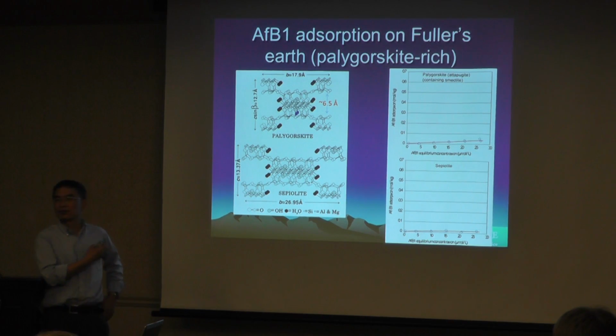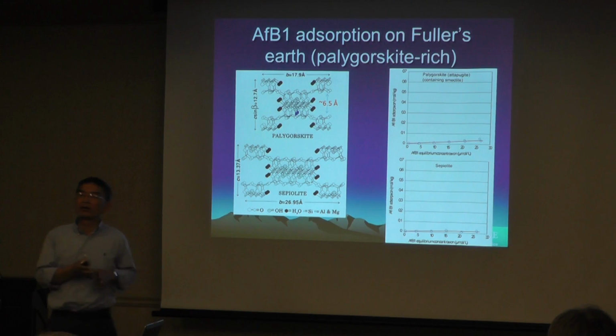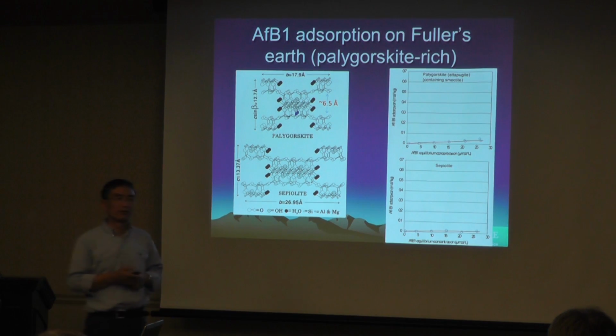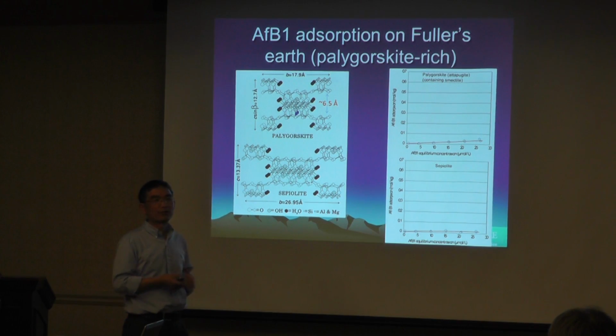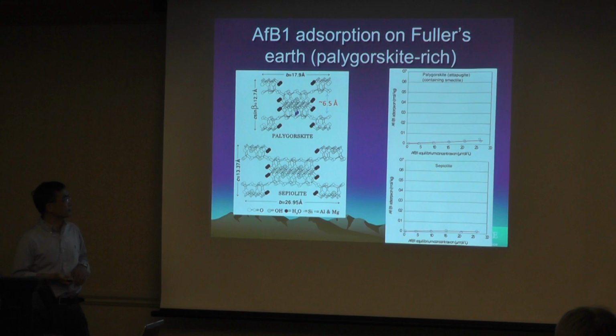Unfortunately, none of them adsorb very well. So based on those data, we don't think palygorskite, sepiolite, or attapulgite are good adsorbents for aflatoxin. We still need to look for smectite-rich fuller's earth, if we want to identify more clays in Georgia or from Florida. So that is the direction we would like to go.